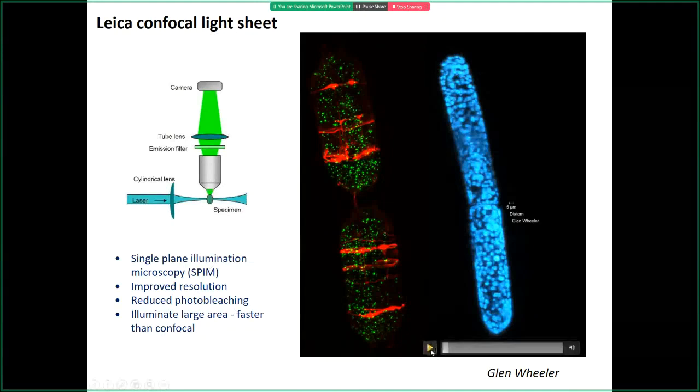They've stopped. Let's start them again. Anyway, you saw that. The chloroplasts are moving around inside the cell. So light sheet imaging does allow us to do long-term time-lapse imaging without very much photo damage at all.